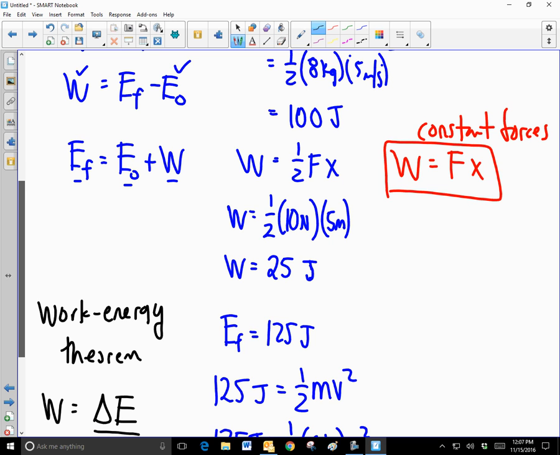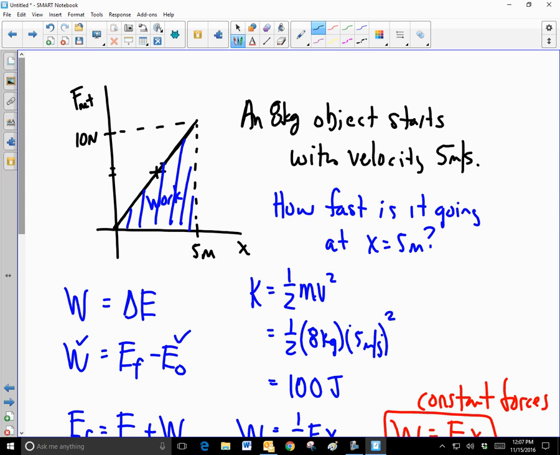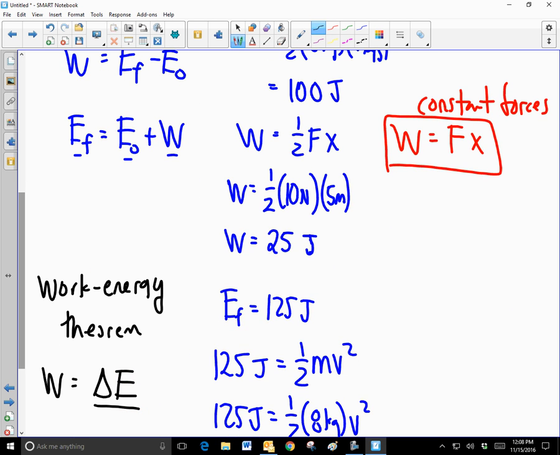Now, let's take a look at this other option for doing this. We have a constantly changing force. So that means we can find an average force over that interval. What's the average force over this interval? It's 10 plus 0, over 2, right? That's an average. So that's 5 newtons times what distance? 5 meters. So how much work did I do? Sorry, that's 5.